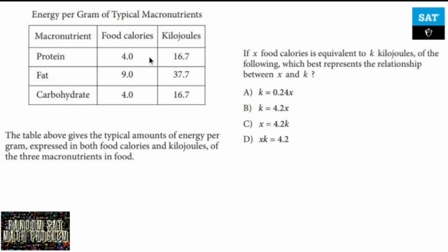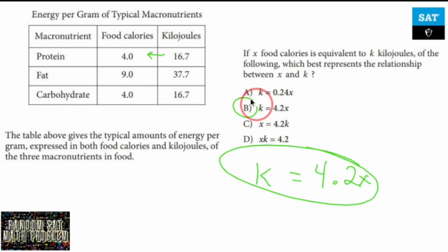Well, it appears to me that k is give or take 4 point something times x, right? Because if this becomes 16, kilojoules is a little bit more than 4 times 4. So kilojoules is a little bit more than 4 times food calories. Food calories is x, kilojoules is k. I'm going to go with that, which matches up with that. Kind of a strange problem, but yeah, it's B.